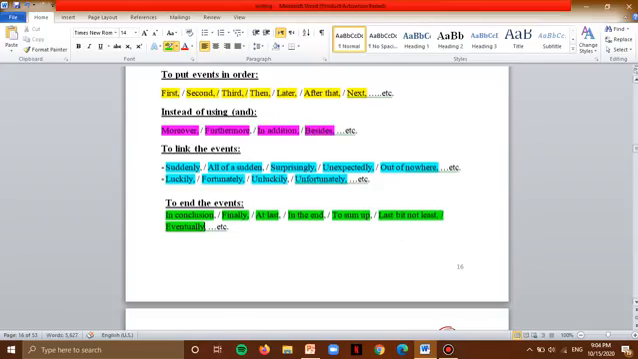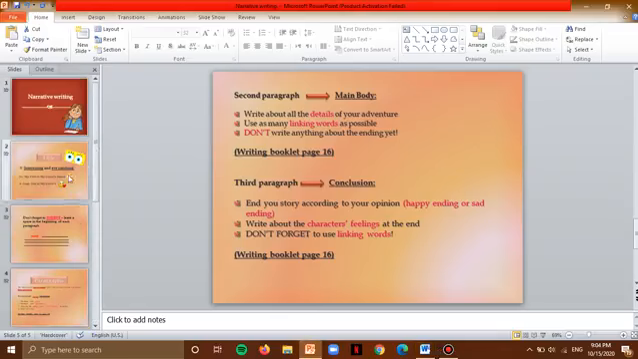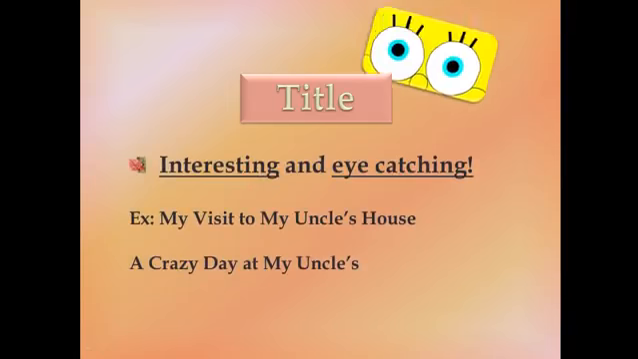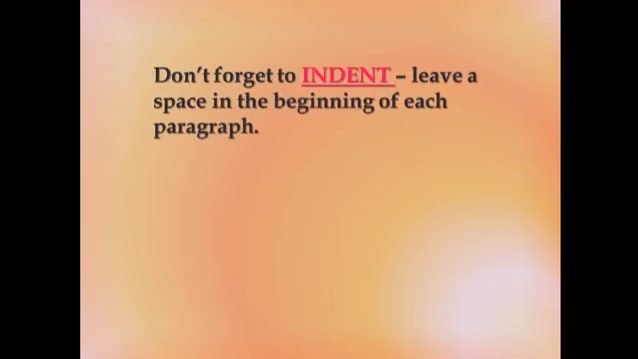Okay, so quickly let us revise again. How am I going to organize my story? We said, first of all, before I start writing anything, I should give my story a title. My title should be related to my story. Okay, it should be interesting and eye-catching. It should grab my reader's attention. Fine. And then I said, before I begin writing my paragraphs, organizing my writing in paragraphs, I should leave a space or indent at the beginning of each and every paragraph.